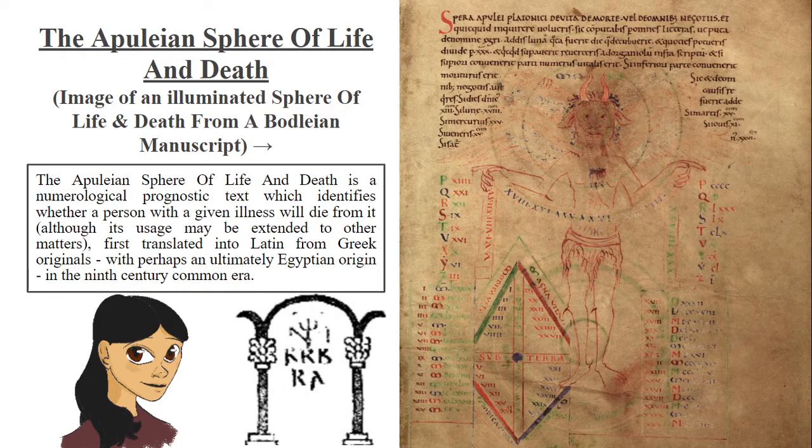But they're very popular prognostics, and they get transmitted very often with computistical texts, which is why I study them as part of my research. And fascinatingly, they identify whether or not a person is supposed to die from an illness or not. And this became extrapolated to other kinds of things. So you might calculate this sphere of life and death to figure out whether a negotiation you're about to go into is going to go well or badly, various other things that you might want to figure out from the future.